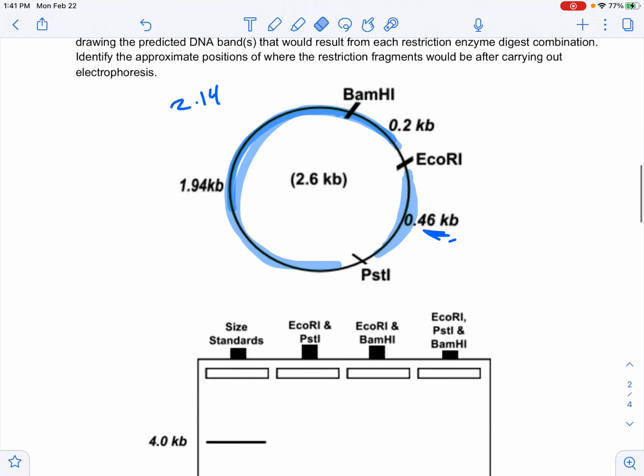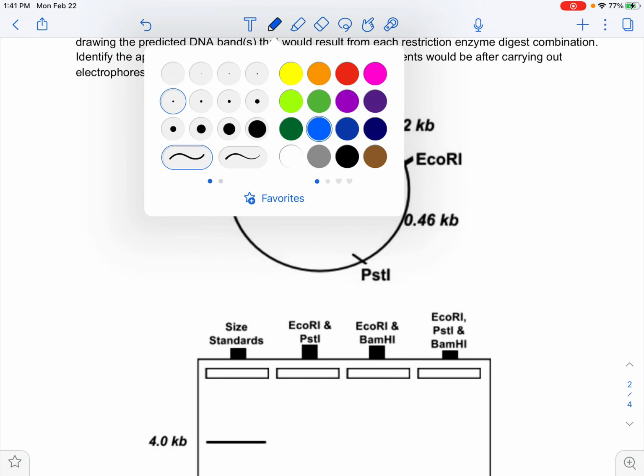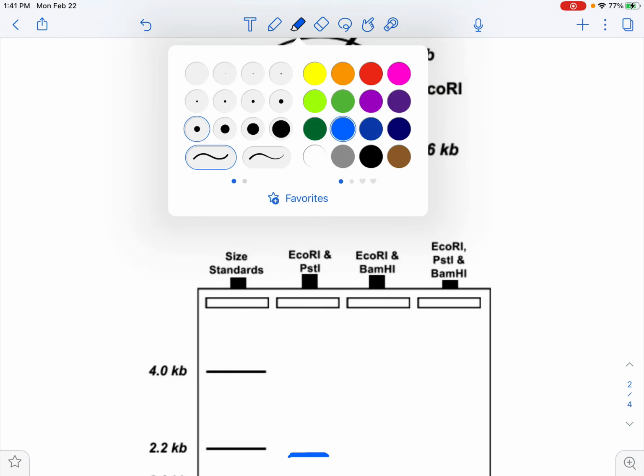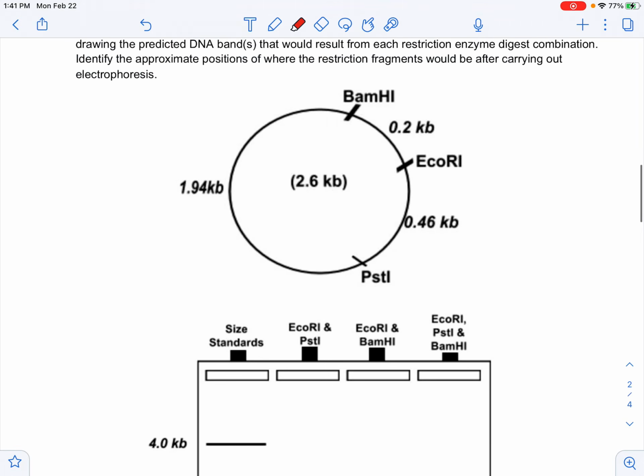All right, now let's do the next one. What if we, I'll use a different color here. What if we use EcoR1 and BamH1? Okay, so there'd be a 0.2 kilobase section and a 1.94 plus 0.46. Let's do that. 1.94 plus 0.46 is a 2.4. So we'd have a 2.4 section and a 0.2.